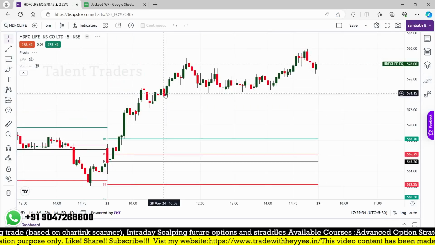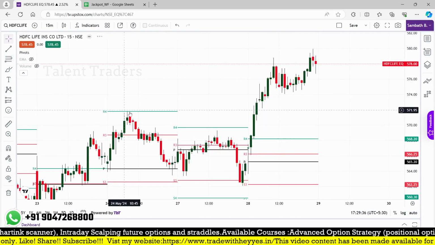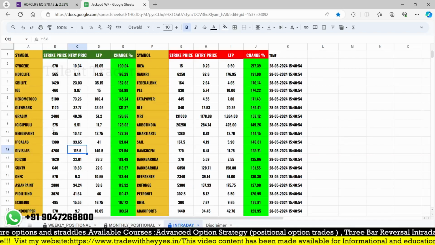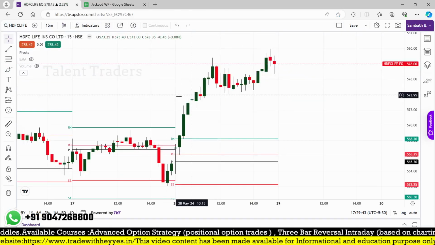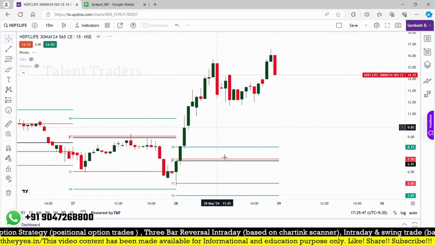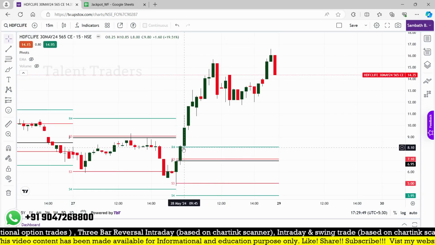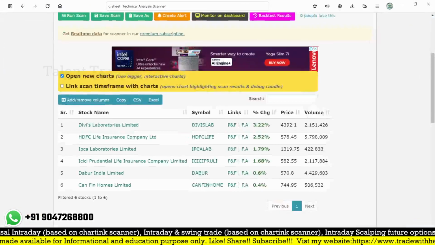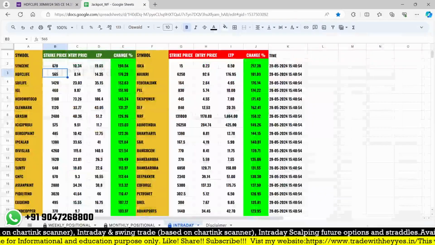So based on the scanner, it is also a first candle not broken, second candle only broken. So you need to check HDFC Life, 565 is the strike price. HDFC Life 565 call option. This is also a second candle trigger and it was moving well. And the third stock based on the scanner is IPCA Laboratories.